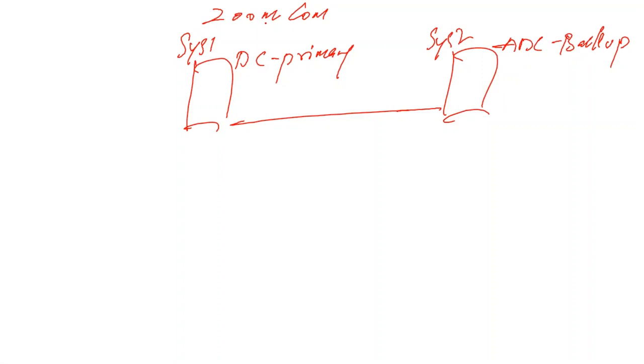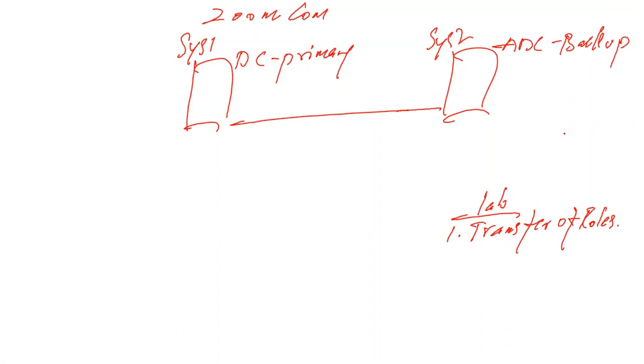So please write down our first lab today. Transfer of roles. We require two domain controllers. We require two DCs, or you can say domain controllers.